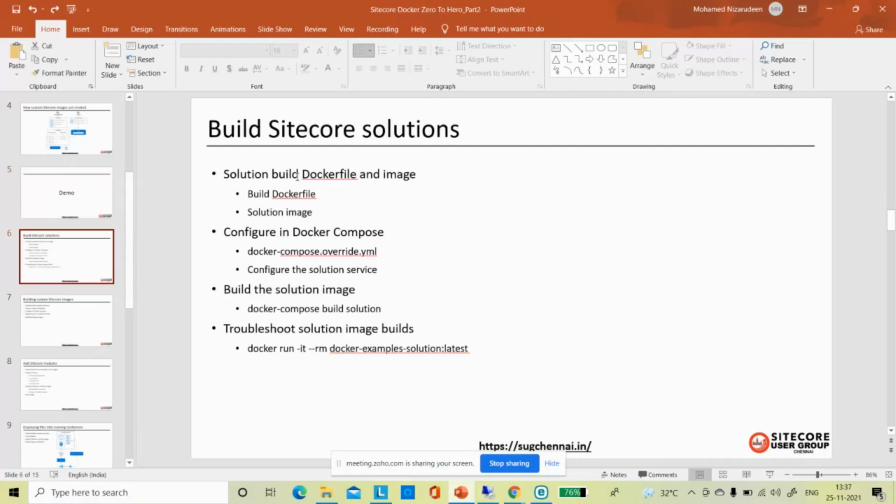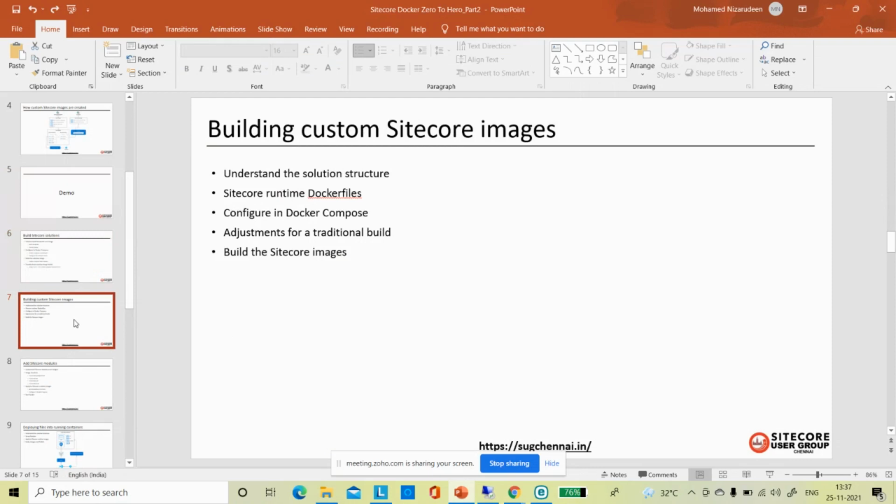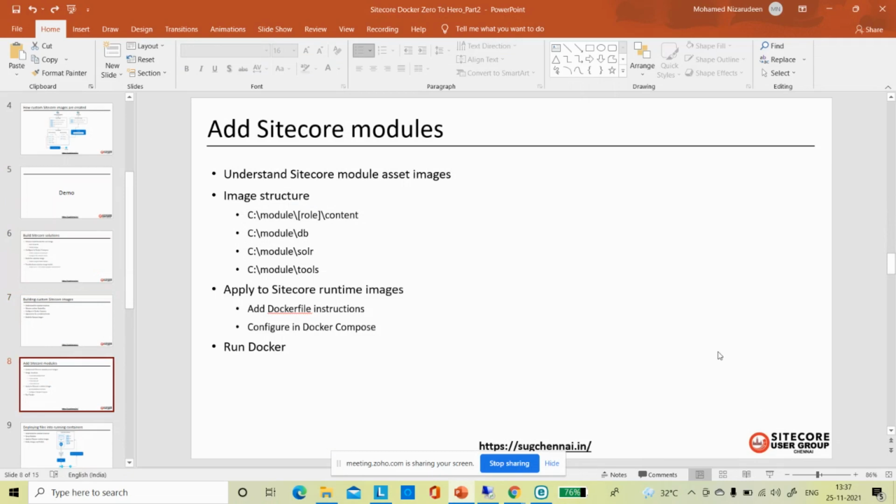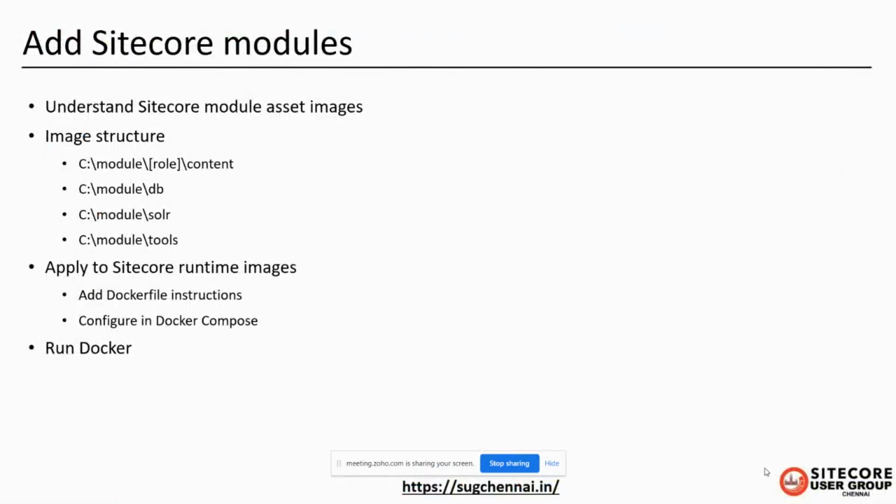We've seen how to build the Sitecore solution, and we've also seen how to build Sitecore custom images. Now I'll show you how to include additional Sitecore modules when you build custom Sitecore images. For this demo, we'll include SPE and XSA. You can follow the same process for other modules as well.